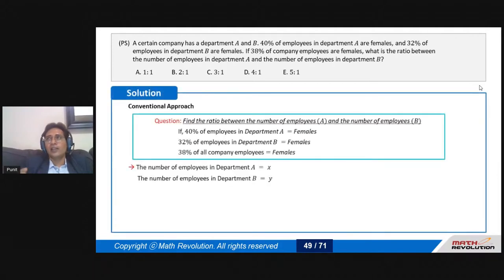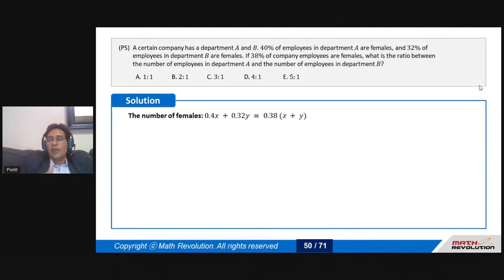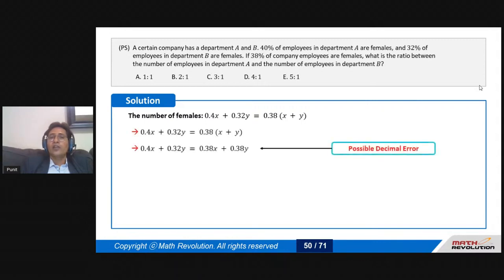The conventional approach talks about assigning a variable. Let the number of employees in department A be X, department B be Y, and females in department A is 40% of X, that makes it 0.4X. Females in department B is 32% of Y, that makes it 0.32Y. Females in the whole company, X plus Y, will make it 38%, that makes it 0.38 times X plus Y. This is the conventional approach. We are still dealing with X and Y. So now we have ended up with 0.4X plus 0.32Y equals 0.38X plus 0.38Y.